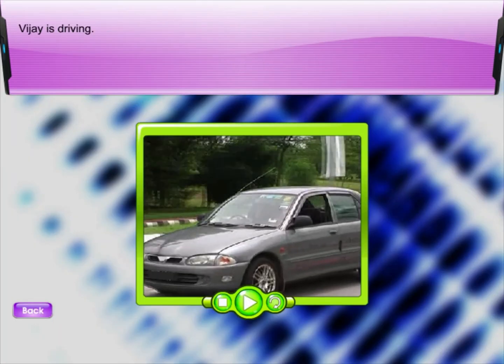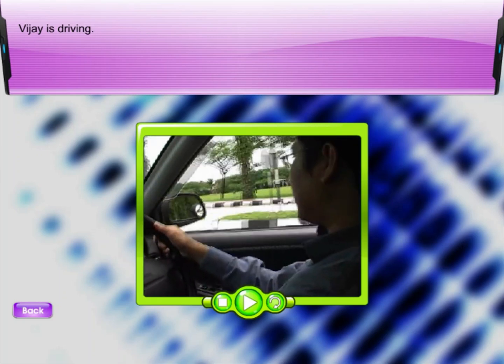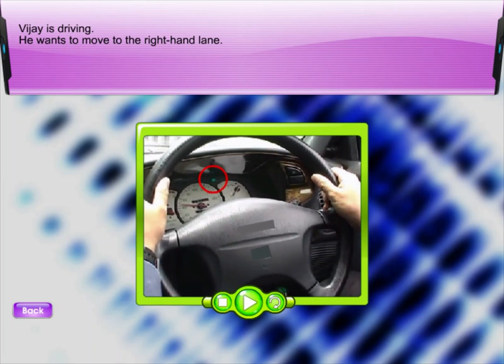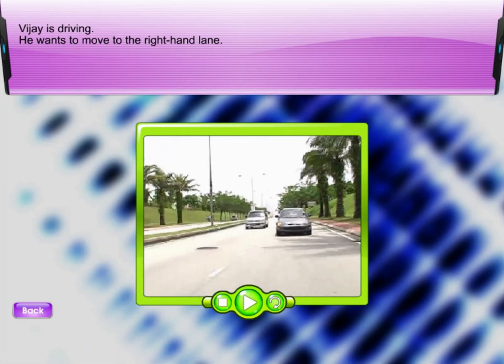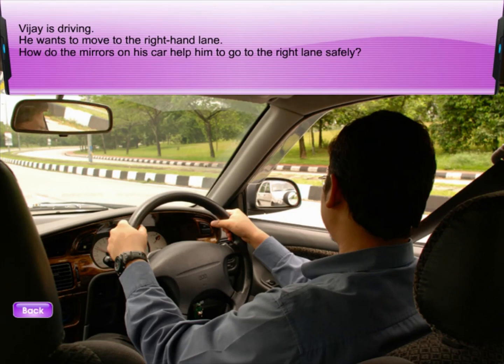Vijay is driving. He wants to move to the right-hand lane. How do the mirrors on his car help him to go to the right lane safely? Discuss this with your friends.